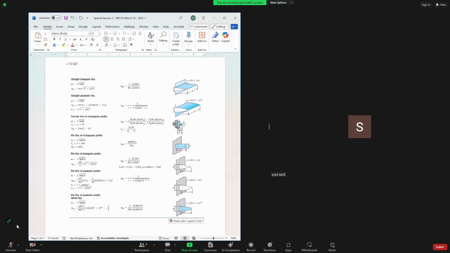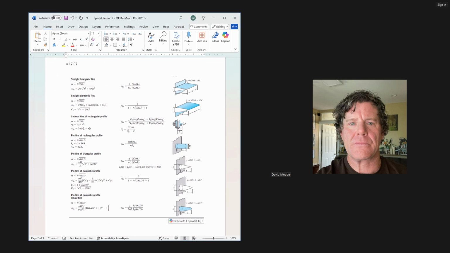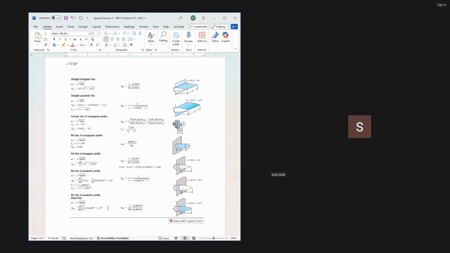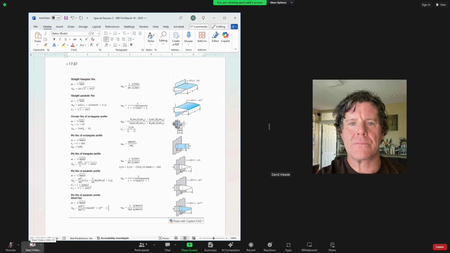Yeah, I don't think it is I1 in both places. This is a mistake. Let me check that question, there was a question where I calculated the I values. Which one was that? Table 3. So pin, I1 over I0, I believe. I1 over I0. Well, there's one for a triangular profile down lower, and it's I0 over I1.